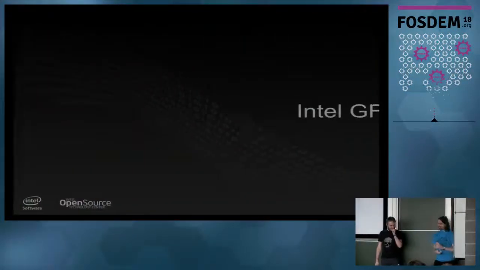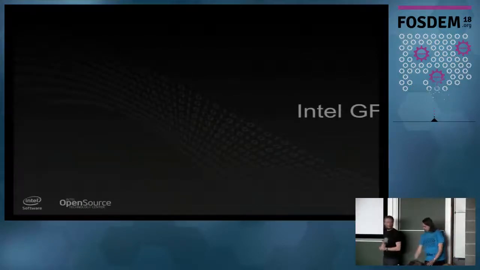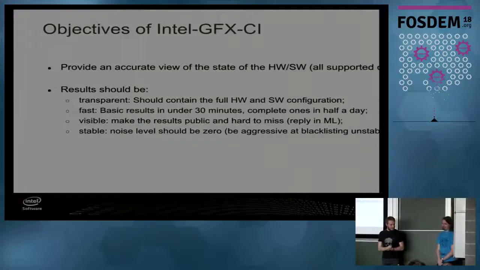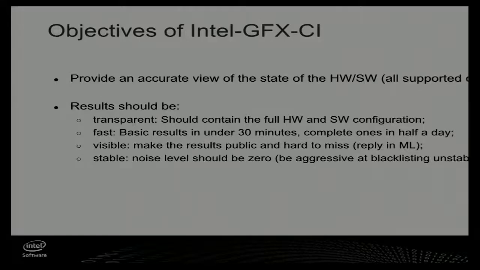So let's also talk about Intel-GFX. So now we know that we have a test suite. Yeah, and now about the infrastructure we run it on. So we want to provide an accurate view of the state of all hardware and software configurations we support. So we try to run as often as possible on them.